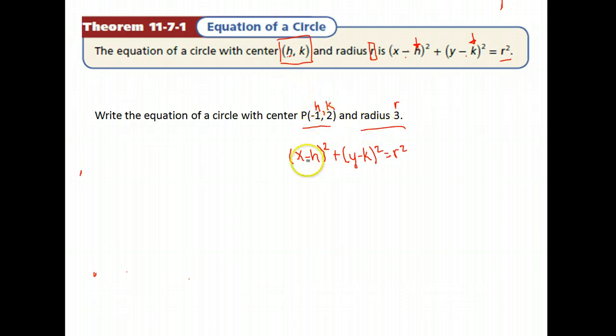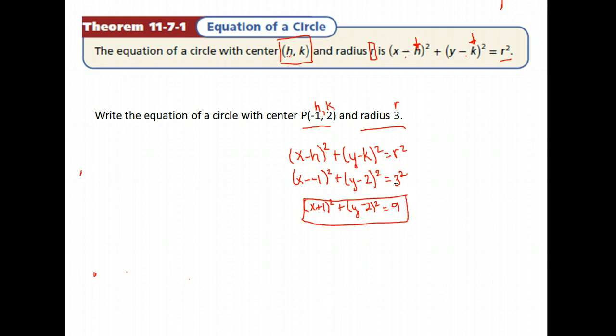So our h was -1, so that means we'll have (x - (-1))² + (y - k)², where k is the y from our center, which was 2, squared, equals r, our radius was 3, squared. And then we just simplify. Really the only thing I can simplify is here. Notice I have minus a negative, and we know minus a negative means plus. So we have (x + 1)² + (y - 2)² = 3 times 3, which is 9. There we go. That would be the equation for our circle.